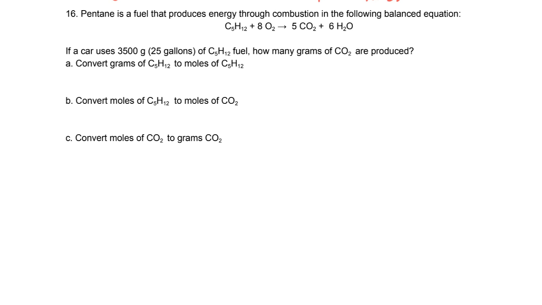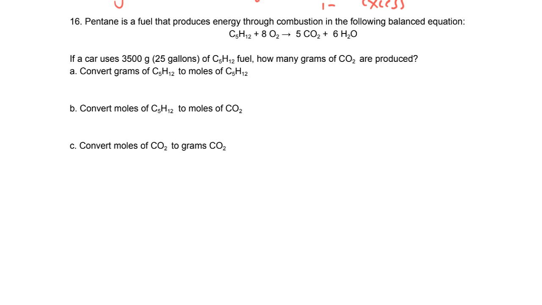All right, pentane is a good fuel that produces energy through combustion in the following balanced equation. If a car uses 3,500 grams of, there's no way 3,500 grams is 25 gallons, but okay, of this fuel, maybe it is, maybe it's a very light fuel. How many grams of CO2 are produced?